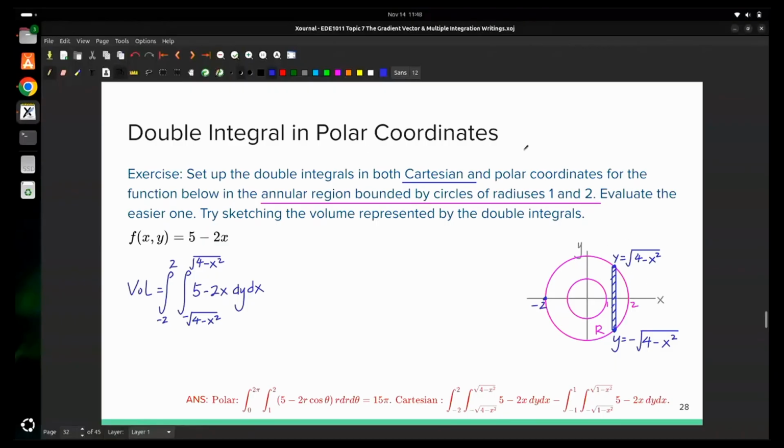In case some of you didn't understand why it is a root: you can see the outer circle here is x squared plus y squared equals 2 squared, which is 4. So if you isolate y, you will get the two root expressions here.